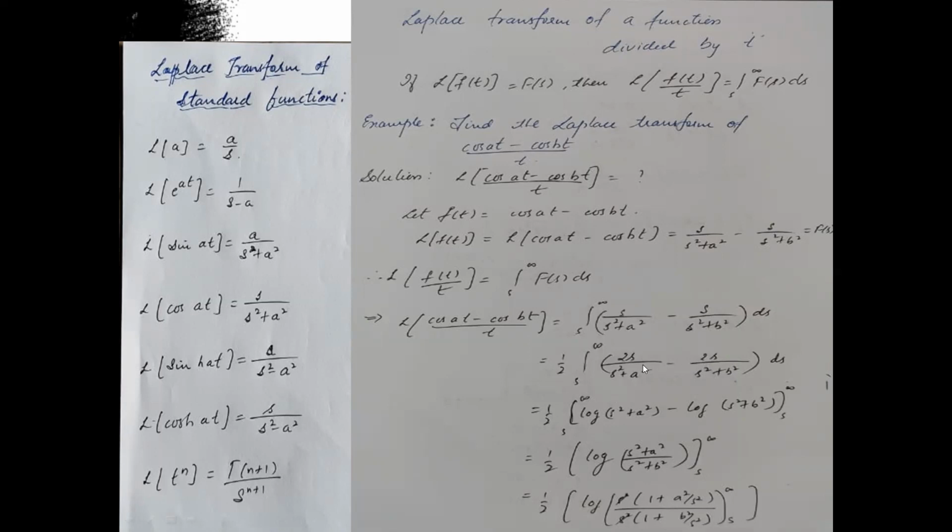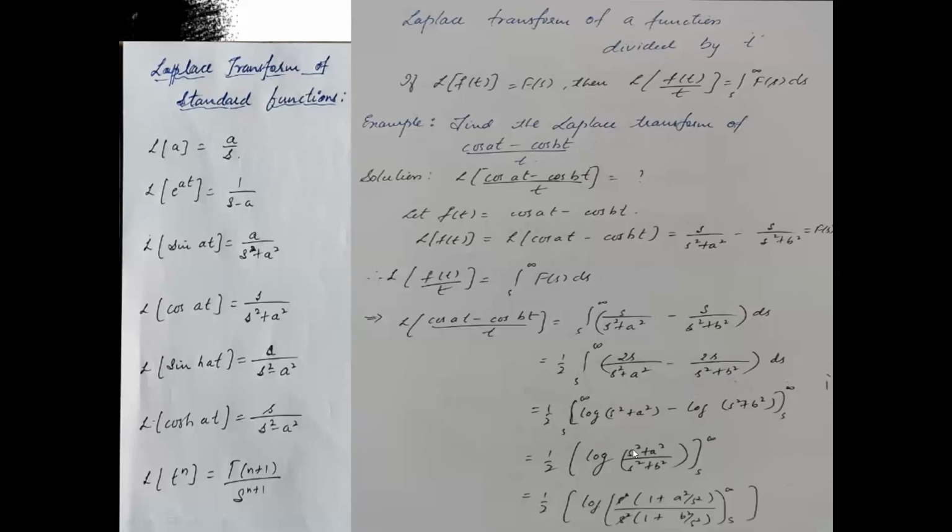Now we have the integration of 2s divided by s square plus a square, which is in the form of f dash s upon f of s, is log of s square plus a square. And here minus again integration of similar term 2s divided by s square plus b square. It is log of s square plus b square. The limits are from s to infinity. Now this is in the form of log a minus log b. We'll write it as log a by b.